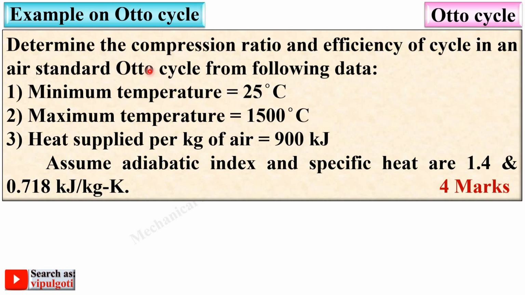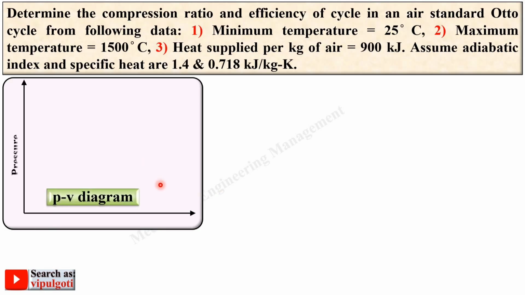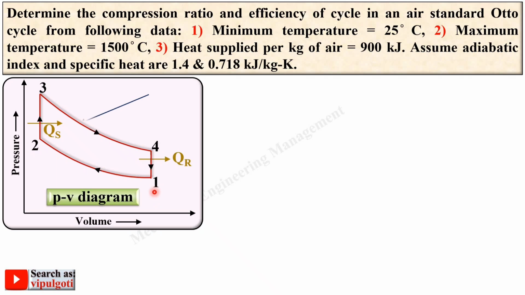Here you can see air standard Otto cycle. That means you can imagine the cycle having two adiabatic processes and two constant volume processes. First of all, draw the pressure versus volume diagram for the Otto cycle. This is a very simple PV diagram for the Otto cycle having two adiabatic processes and two constant volume processes.